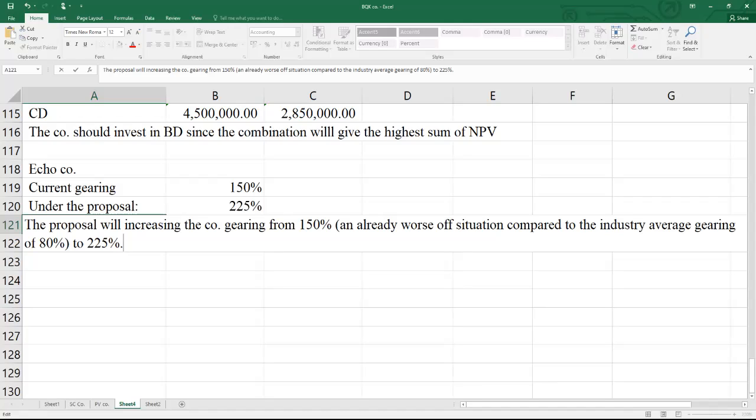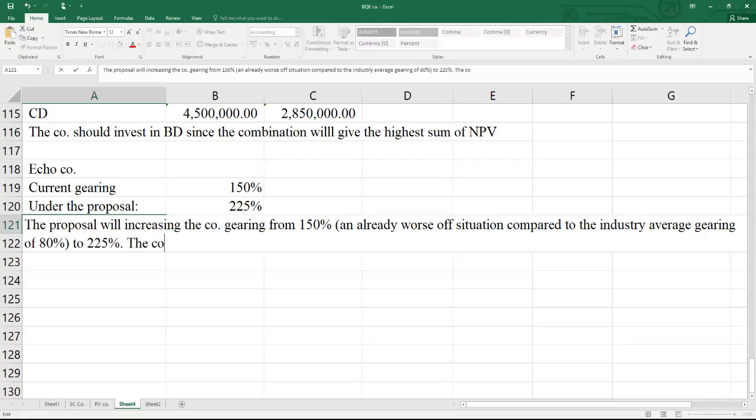In general, the gearing ratio should reduce, yeah? It's not a must to reduce, but you compare with the industry average, which is 80%, isn't it? Yes. So currently your gearing is 150%, and now you want to issue more debt. It doesn't make sense. What you should be doing is reducing the gearing, but the company is doing the reverse. They're increasing the gearing.